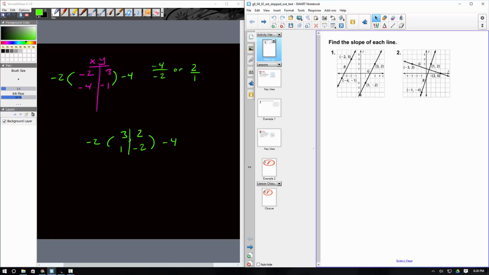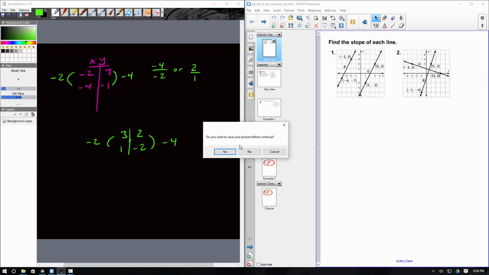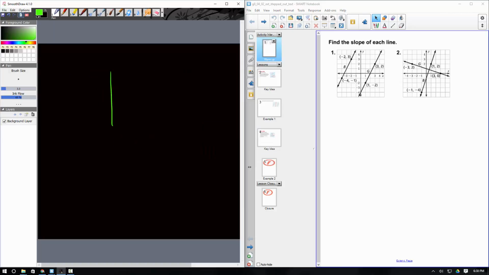Then if I look at the other one, I have (-3, 2) and (3, 0). This slope is going down by 2, and this is going up by 6. So this would be -2 over 6, or -1 over 3. Let's see if that works. If I go down 1 and over 1, 2, 3, down 1 over 1, 2, 3. So that's the first one. And let's look at the other one here.